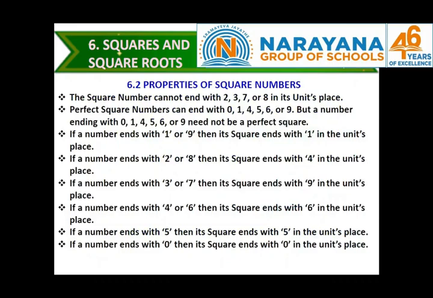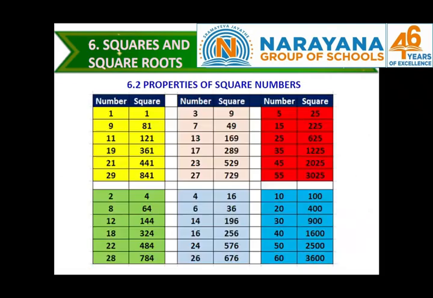Next point. If a number ends with the digit 3 or 7, then its square ends with the digit 9. Let us take the example in the baby pink color boxes. 3 square 9, 7 square 49, 13 square 169, 17 square 289, 23 square 529, 27 square is 729. So if a number ends with the digit 3 or 7, its square ends with the digit 9.